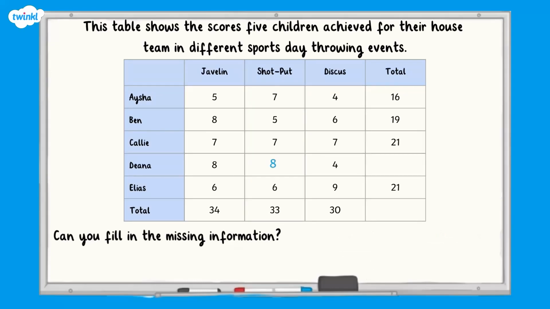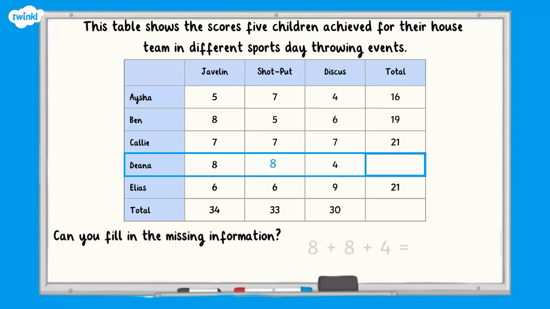Now let's work out Dina's total score. We can do this by adding up her score in each of the 3 events. 8 add 4 add 8 equals 20. So Dina's total score must be 20.